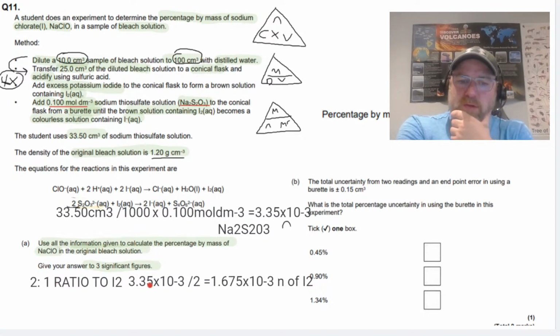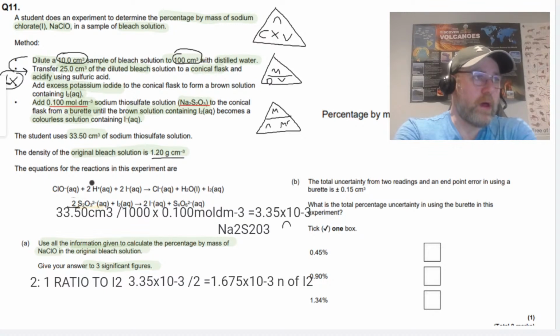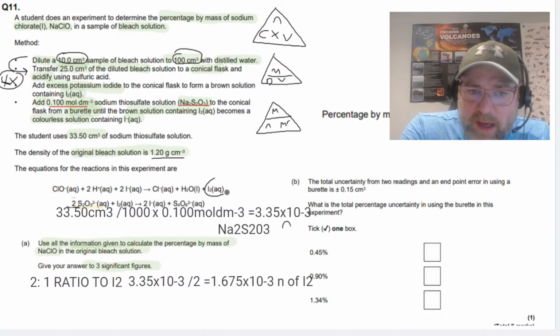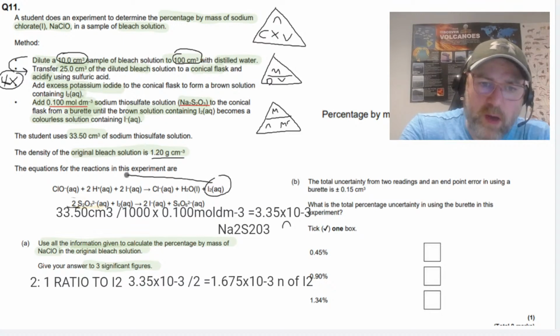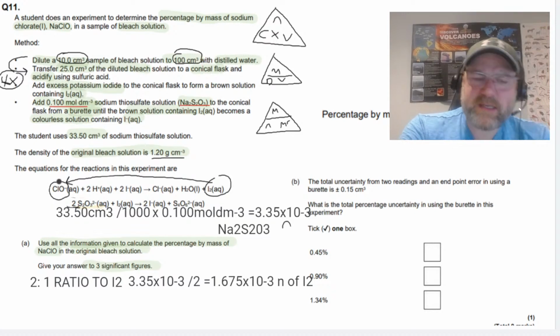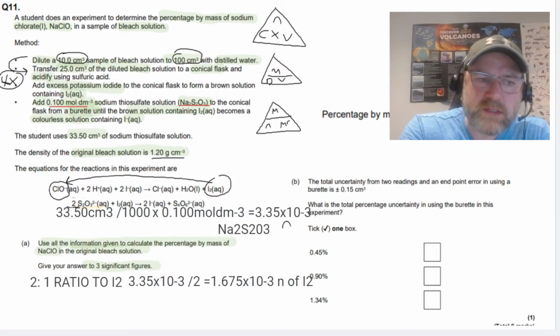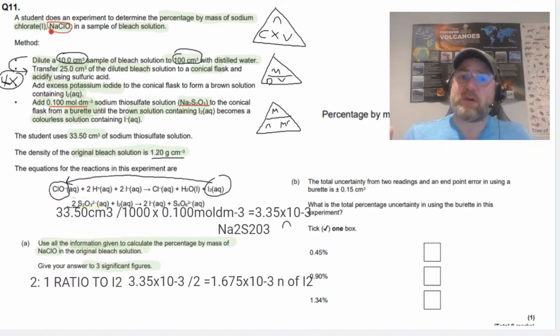And then from that, we use the ratio to get the moles of iodine. Now we know the moles of iodine, we can get the moles of bleach, because if you look here, iodine is in a 1-to-1 ratio with the bleach. And you might say to me, sir, how do we know the ClO minus is the bleach? They told us right at the top here that sodium chlorate is the bleach. And as they've given us an ionic equation and sodium's the spectator ion, we're not interested in that.